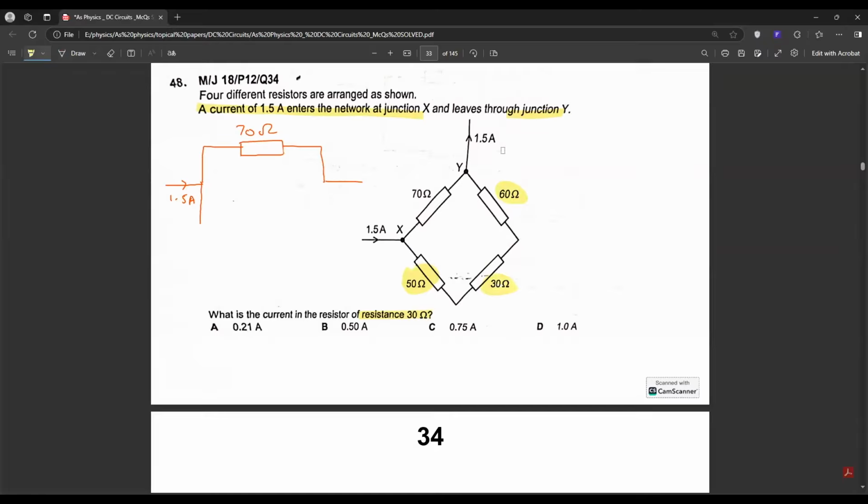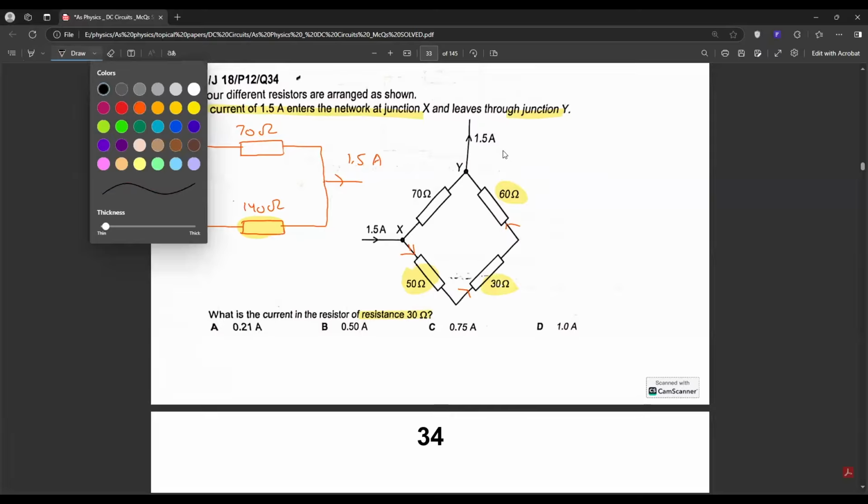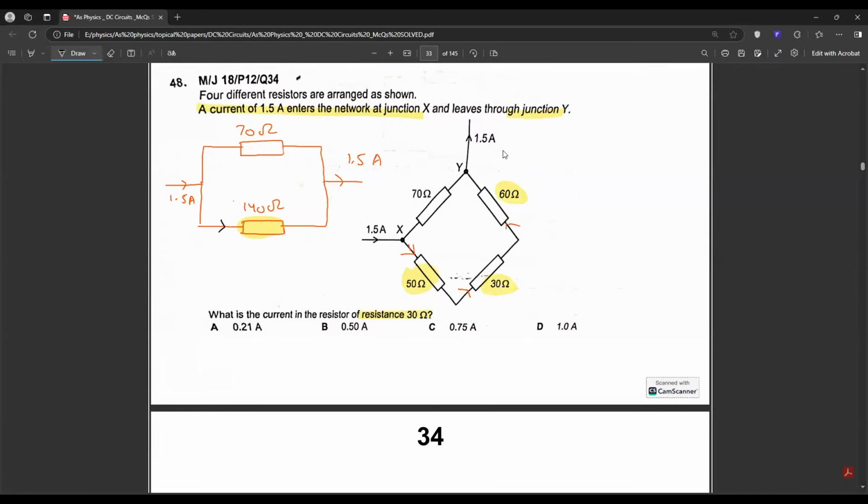This collectively will become what? 50 plus 30, that is 80. 80 plus 60, that is 140. This is 140 ohm. And this goes out like this, 1.5 ampere. You have to calculate the current across this 140 ohm resistor because the current in series remains the same. The current in the 50 ohm resistor will be the same as the current in the 30 ohm resistor, and it will be the same as the current in the 60 ohm resistor. So let's calculate the current in this branch. How are we going to do that?